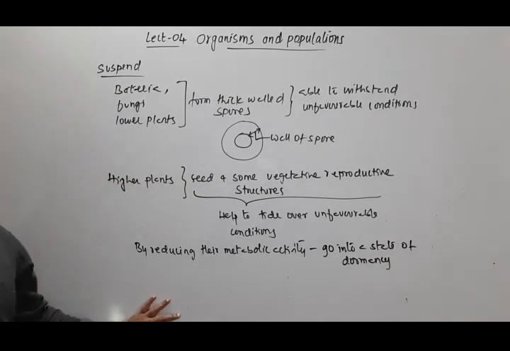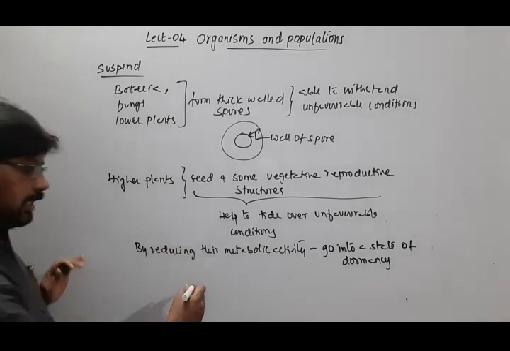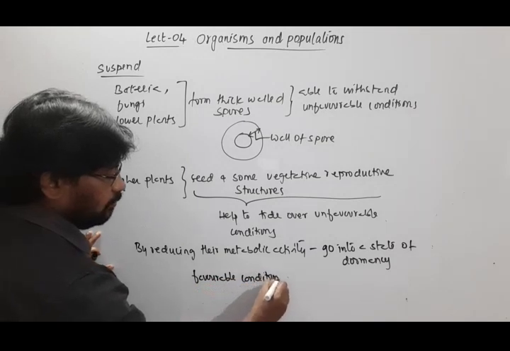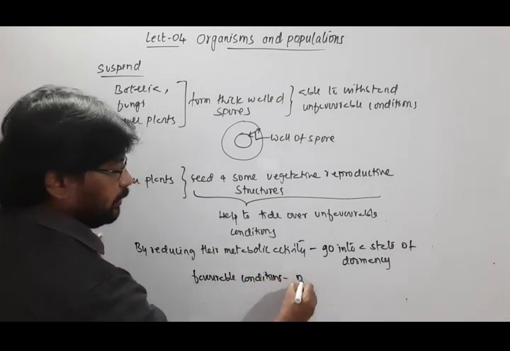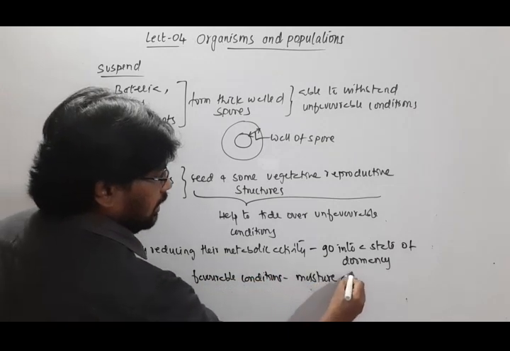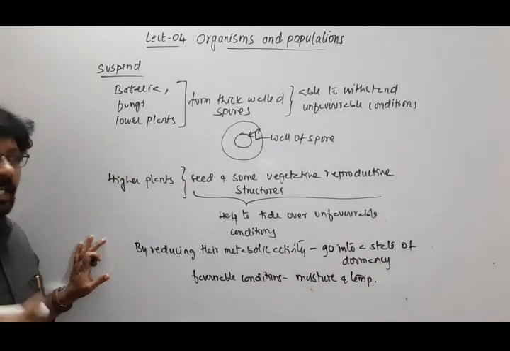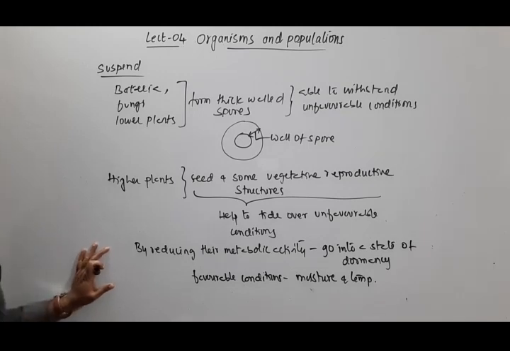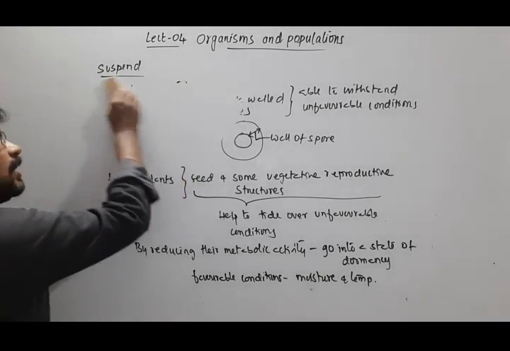There are certain factors involved in making them dormant during unfavorable conditions, and when the favorable conditions return, like the moisture and temperature that the seed or vegetative reproductive structure wants, then it starts germinating or producing new plants. So that is in the case of bacteria, fungi, lower plants and higher plants.